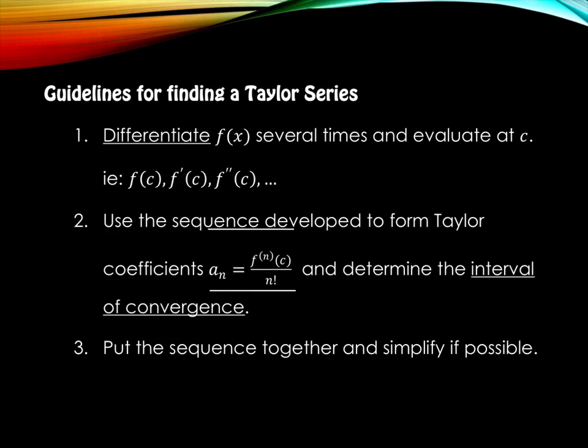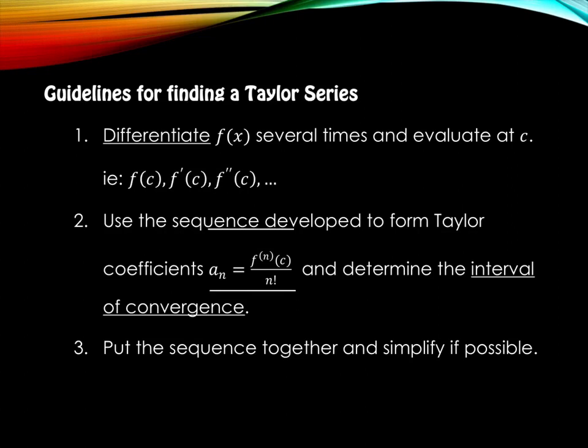All right, so along those lines, the first thing we're going to do is differentiate several times and evaluate at c. So you're going to find f of c, f prime of c, f double prime of c, and so on. Once you recognize a pattern, you can stop. So there's not really like you always have to do 5 derivatives. Maybe you do, maybe you don't, but it'll just depend on when you recognize a pattern.